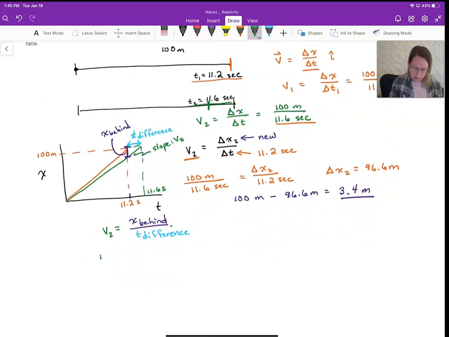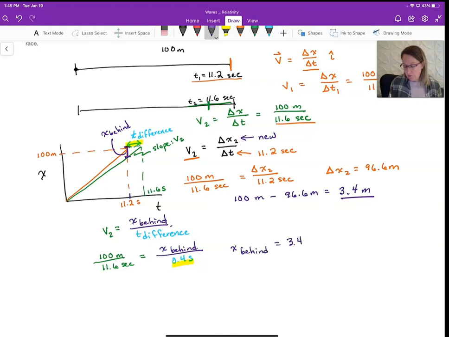If we plug all of these numbers in, we get 100 meters over 11.6 seconds is equal to this x distance that you were behind, all over the time difference. In this case, that's 0.4 seconds, right? That's that piece that's right up here. And if you solve that out, you get the x that you're behind is equal to 3.4 meters.